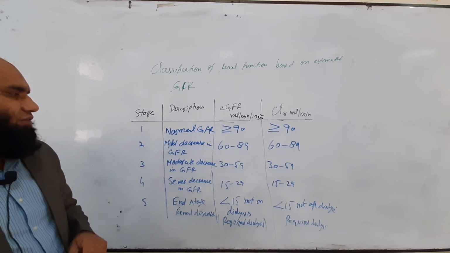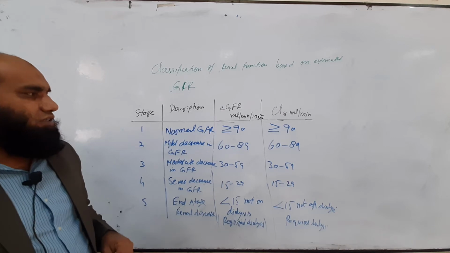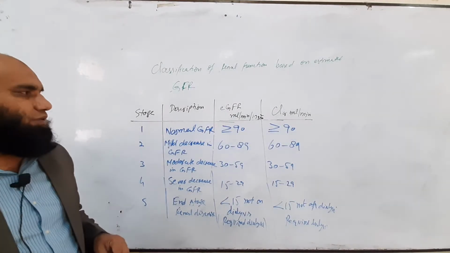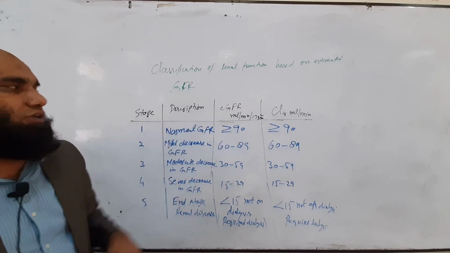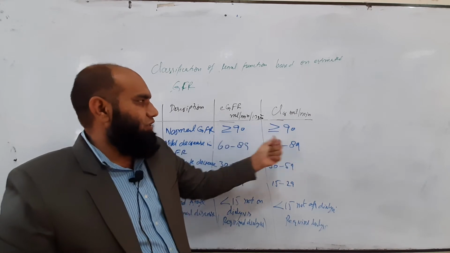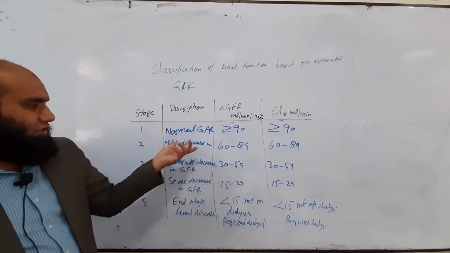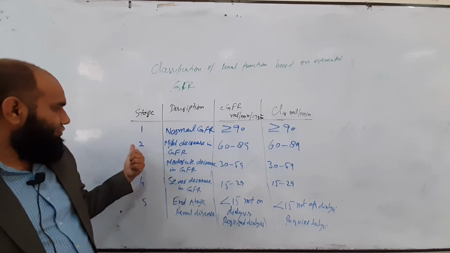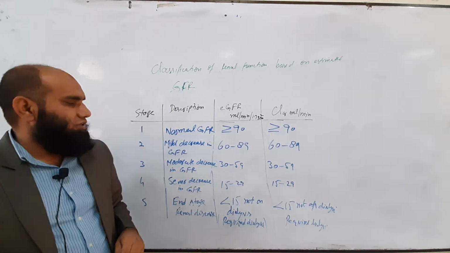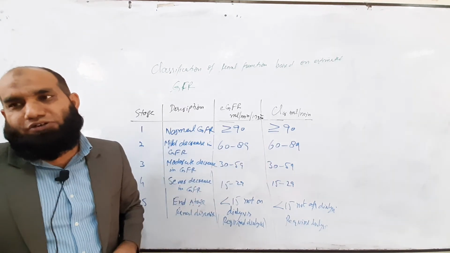But when we have the mild decrease in the GFR, it means we are discussing 60 to 89 ml per minute per 1.73 meters square, which is actually the body surface area, and also the creatinine clearance 60 to 89 is considered a mild decrease value. It's stage 2. And in stage 3, we have the moderate decrease in GFR, that is 30 to 59, and for creatinine clearance, that is also 30 to 59.